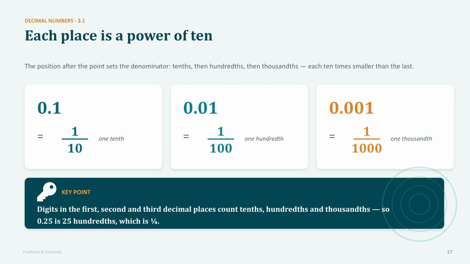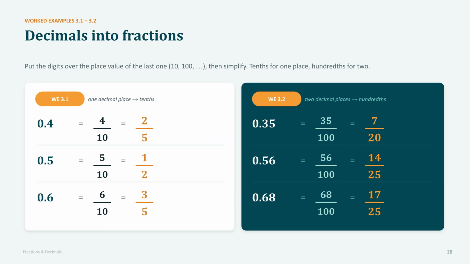Remember that each decimal place has a specific value: tenths, hundredths, and thousandths. A simple example is 0.25, which represents 25 hundredths, equivalent to the fraction 1/4. To convert decimals back into fractions, place the digits over the denominator corresponding to the last decimal place, like 10 or 100, and then simplify the resulting fraction.